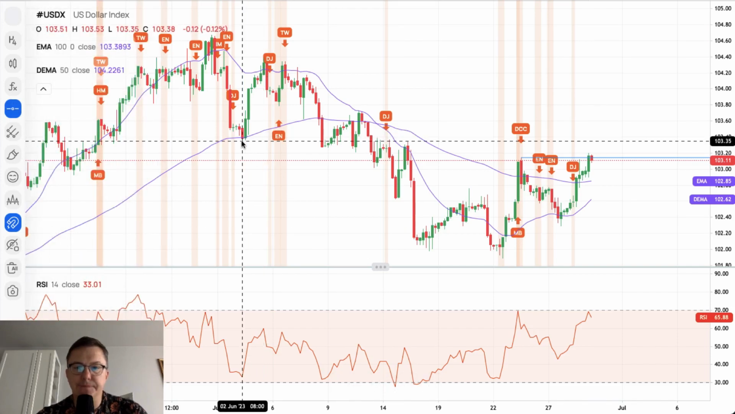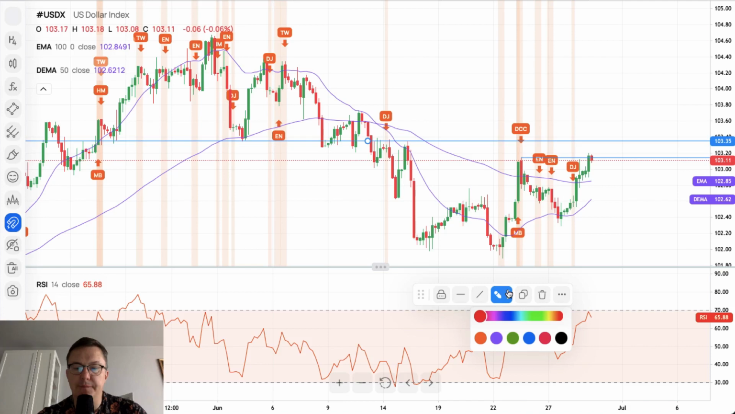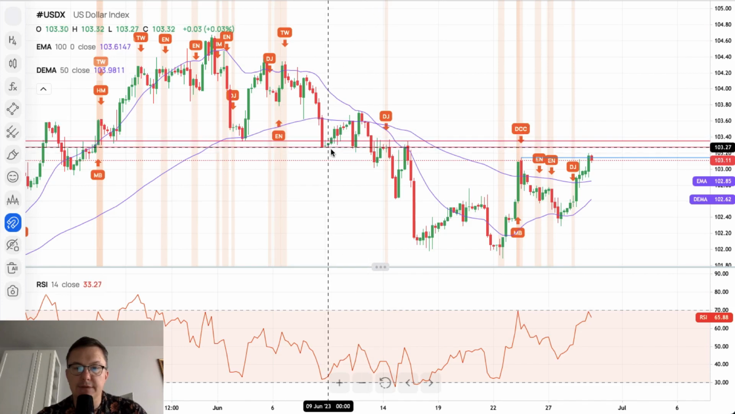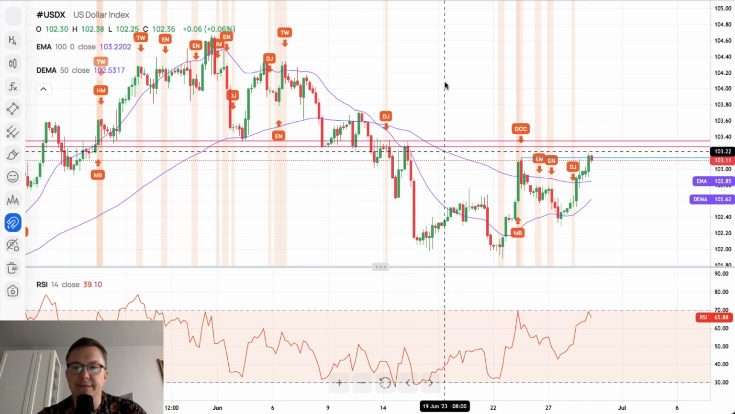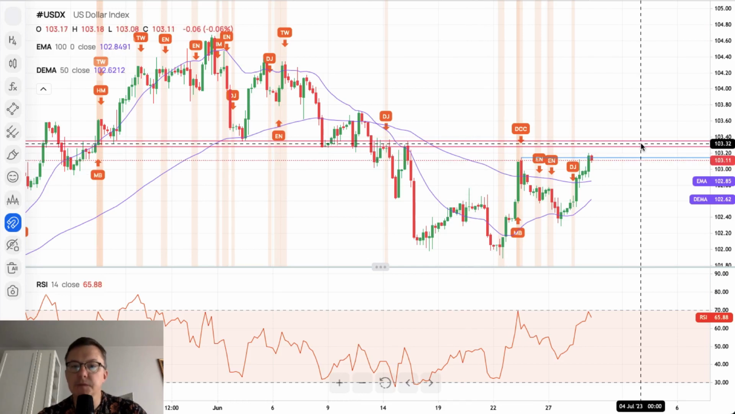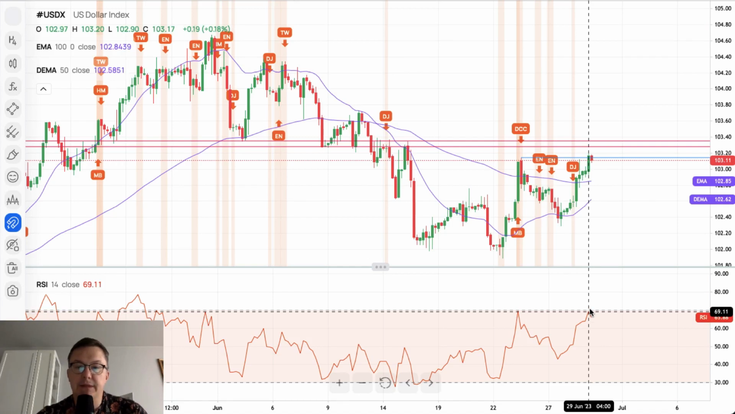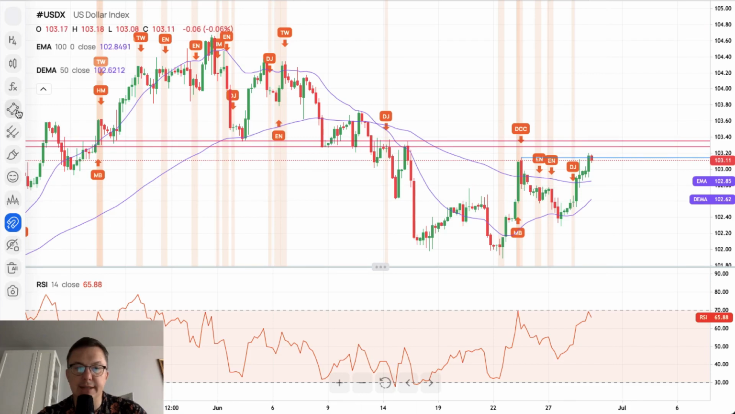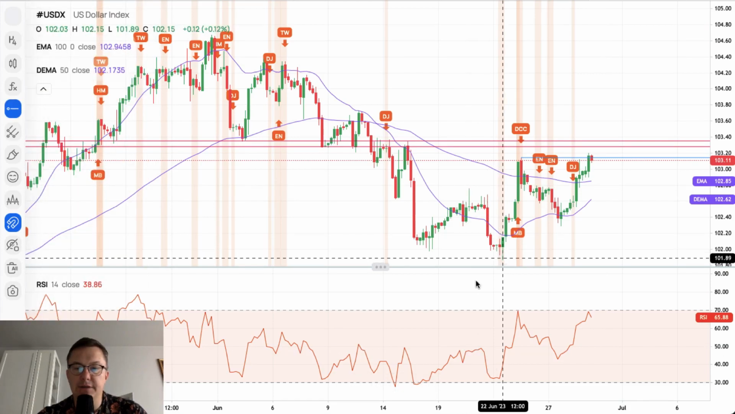So the next target, located at the level of 103.35 and 103.28, which is the key technical resistance zone, is still available for the bulls, but due to the extremely overbought market conditions, it might take a while for the bulls to get there. So what do we have here is, of course, the low at 101.89.